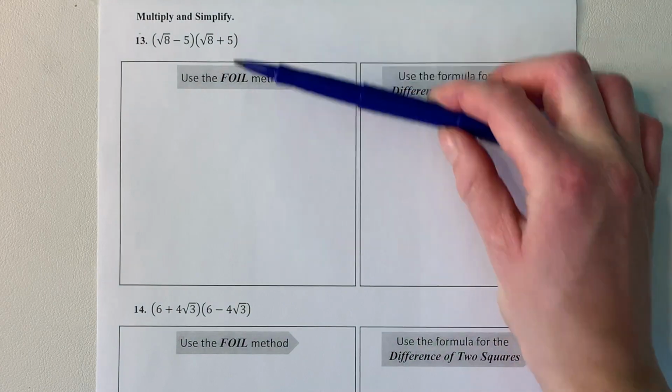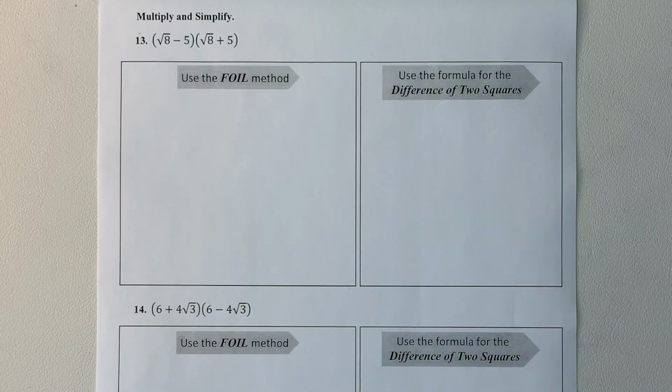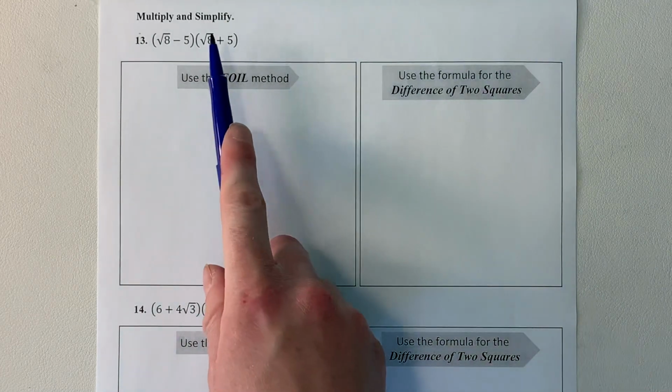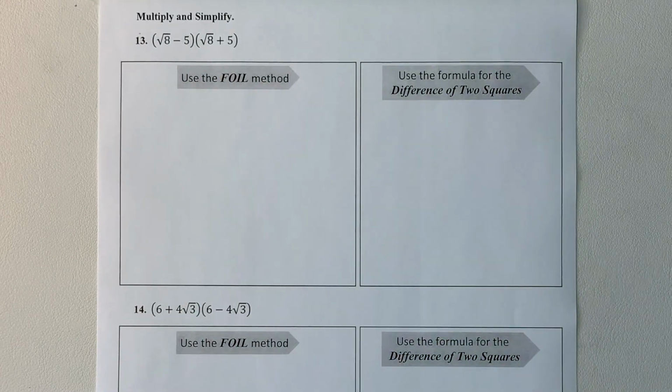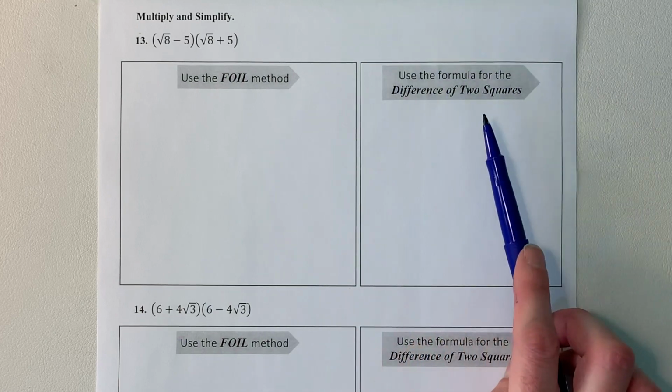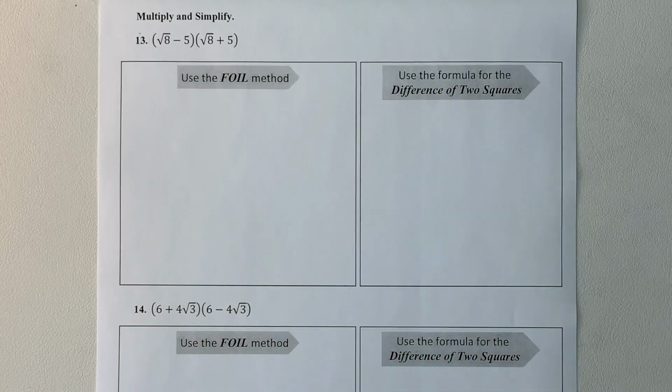You can always FOIL for situations like this, but when you have that special case where what's inside the parentheses looks identical, but one has a plus and one has a minus sign, instead of FOILing, we could use the difference of two squares formula. So we'll practice both approaches.